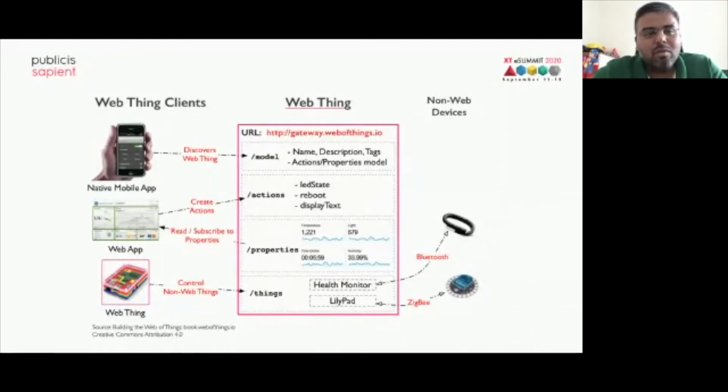If you see what a Web of Things architecture looks like in the current world, on the left-hand side you will see thin web clients, like a mobile web app or a web browser-based one, or even another IoT thing. In the center you will have something called a gateway, which handles an abstraction layer to non-web devices, which use protocols like Bluetooth and Zigbee.